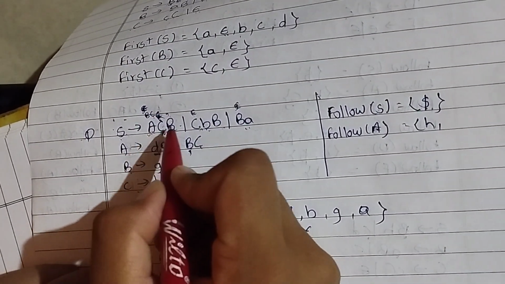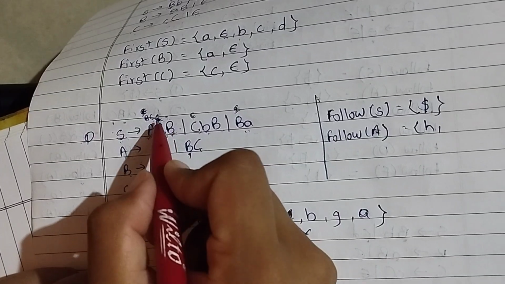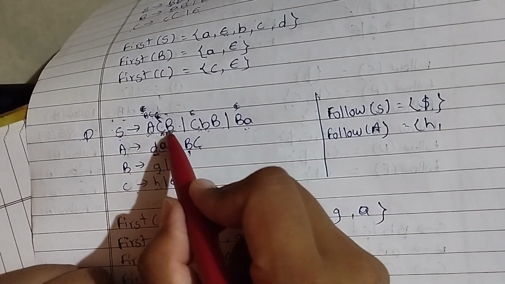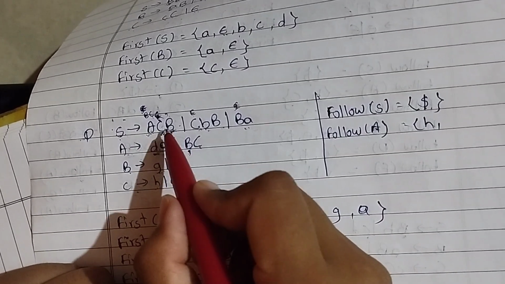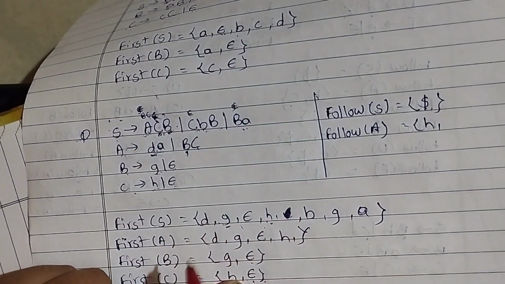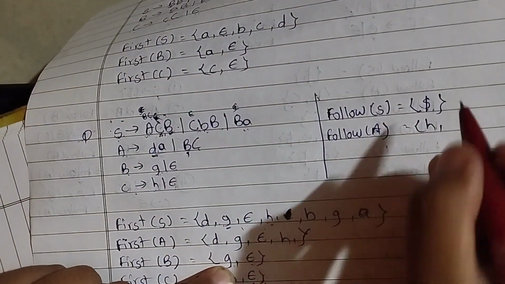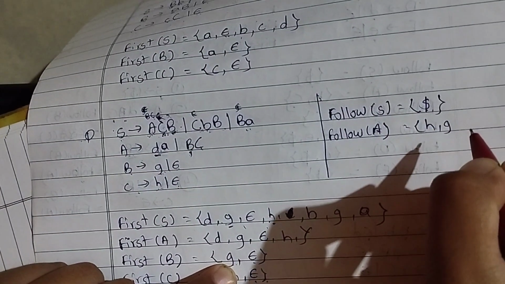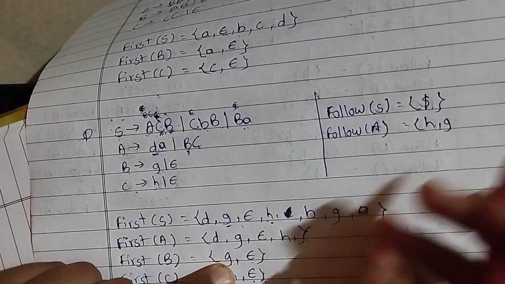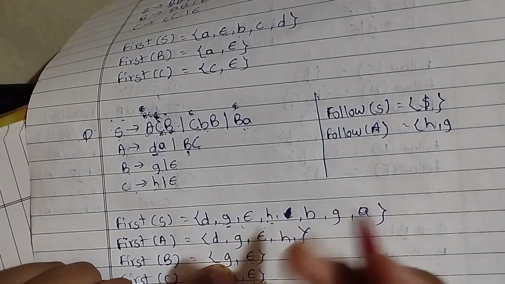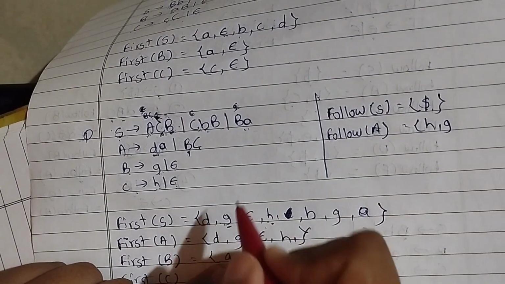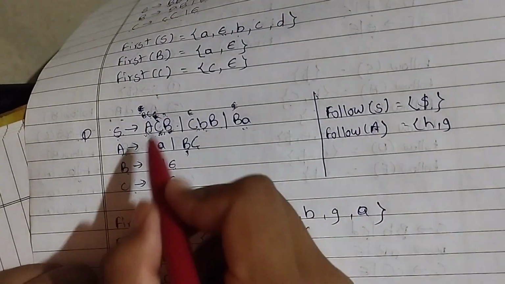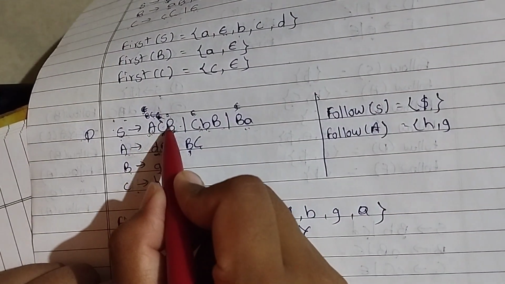So this A is now directly followed by B, because here nothing is present. So now A is followed by B, and this is also non-terminal. So we find out the first of B. So first of B is G and null. So if we consider G, then A is followed by G. So we write here G, and we do not consider null in our follow as per the rule. So first time we put G, then A is followed by G.